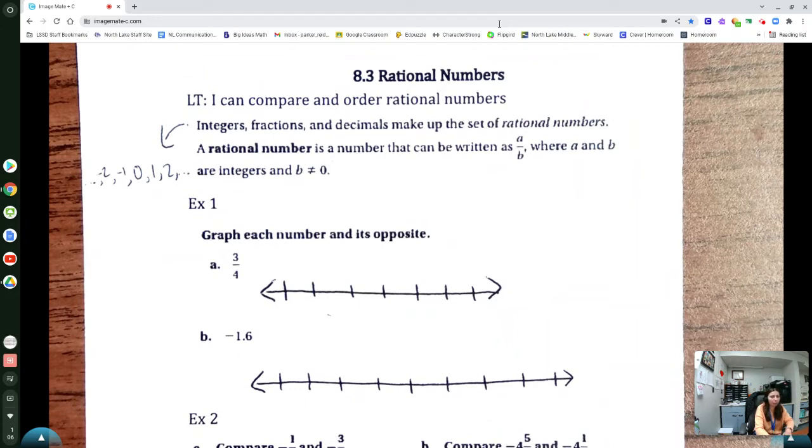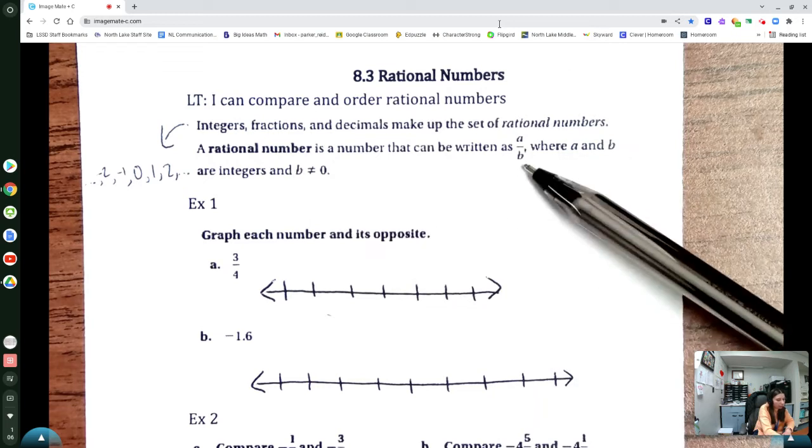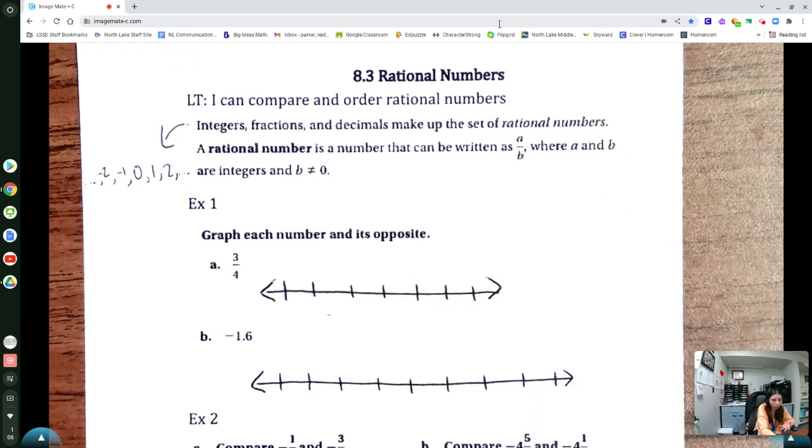A rational number is a number that can be written as a over b, where a and b are integers and b does not equal 0. This just means a rational number can be written as a fraction or a ratio, right? Rational, ratio, where the numerator and denominator are integers. There's some kind of whole number or negative version of those whole numbers, and the denominator can't be 0.